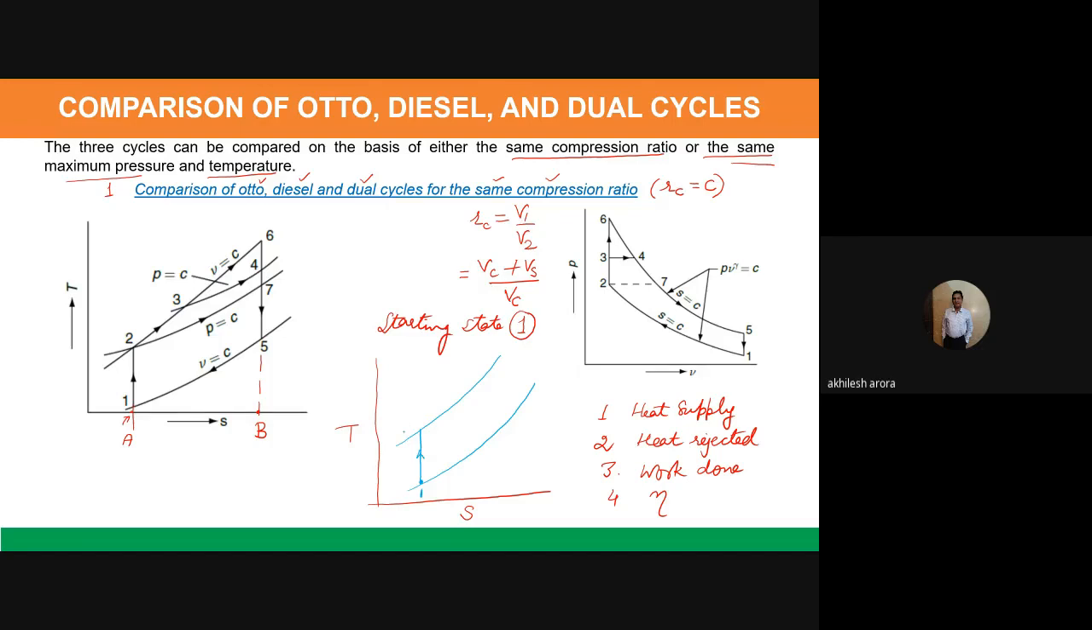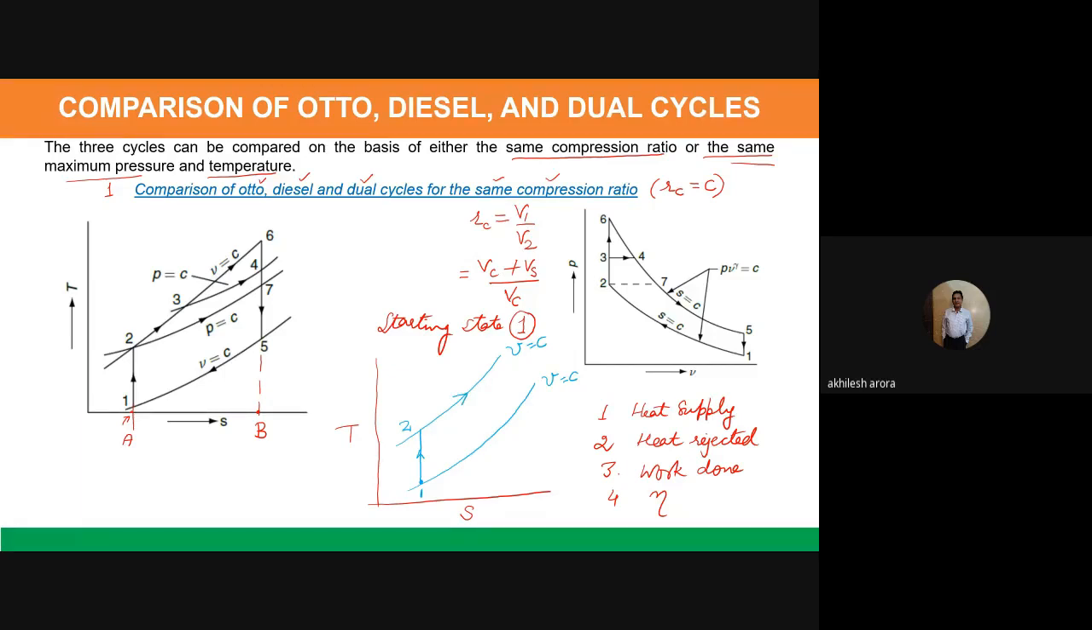I am writing here volume is equal to constant, and this line also shows a constant volume process. Now what is the process 2 to 3 which takes place in the Otto cycle? The second process is heat supplied at constant volume. So I can say the process takes place from 2 to 3, up to this particular point.